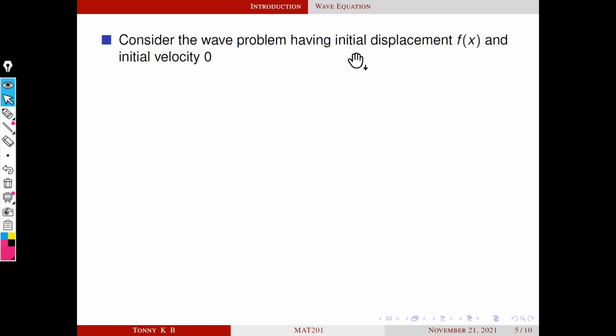Okay, so what are the initial conditions? One is the initial displacement, let it be f of x, and also we assume that the initial velocity is 0 for this particular problem. Okay, so we have two initial conditions on our wave problem. One is that the initial displacement is f of x, and the initial velocity is 0. What is the mathematical notation of this concept?